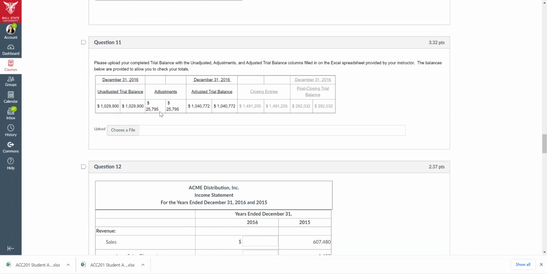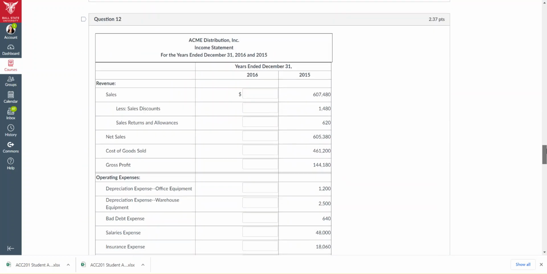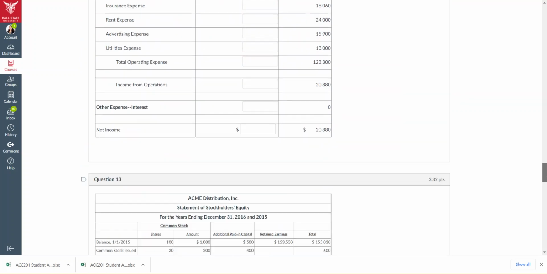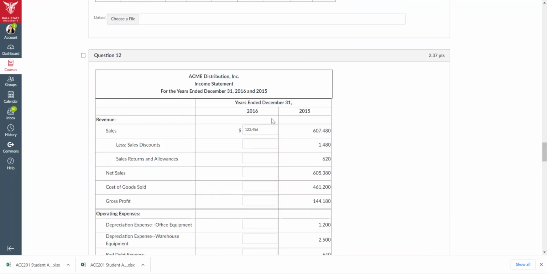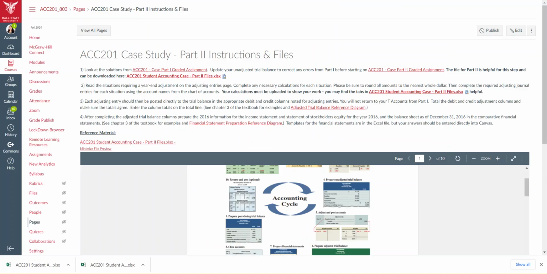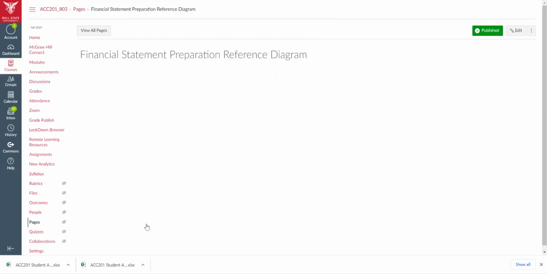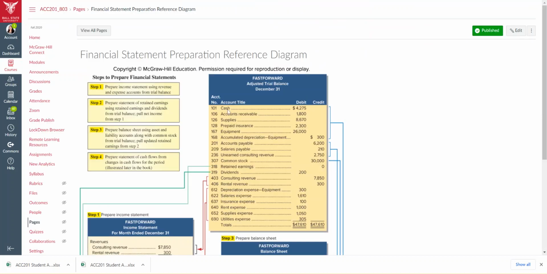So again, you're going to have your check figures for your adjustments and your adjusted trial balance, and you're going to upload your file. And then on the financial statements, you just need to type in your amounts. And again, that is where I would also continue to use your Excel file. So these amounts from your financial statements, if you come back to the Part 2 instructions and file page, there is a financial statement preparation reference diagram that I think is very helpful.